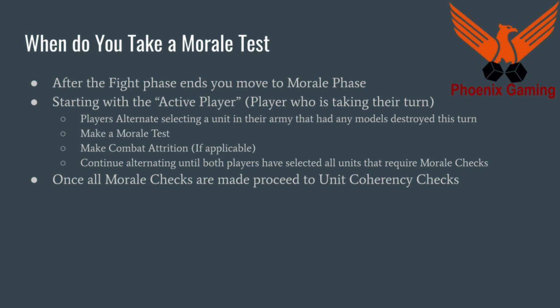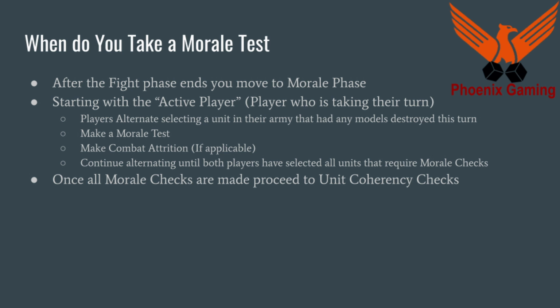Well, morale tests are taken after the fight phase. So after everything's fought and you resolve the whole fight phase, you move to the morale phase, and then whoever's active, whatever player's taking their turn, start with them, and then you alternate making morale tests for all units that need to make them. So you alternate selecting a unit in your army that had any models destroyed this turn. You make a morale test. You make a combat attrition test if applicable, and then you continue alternating until both players have selected all units that require morale checks. Once all morale checks are made, you proceed to unit coherency checks.